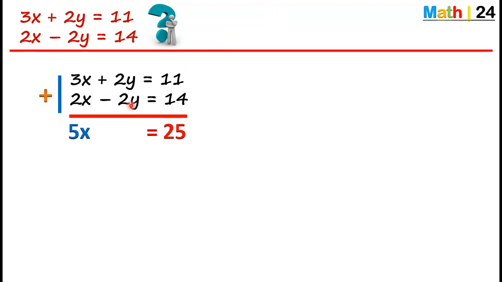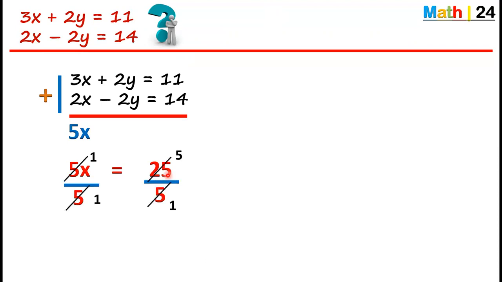Now we have 11 on the right-hand side plus 14, giving us 25. So from here, we have 5x is equal to 25. And dividing both sides by 5, we are left with x equal to 5. So x is equal to 5.